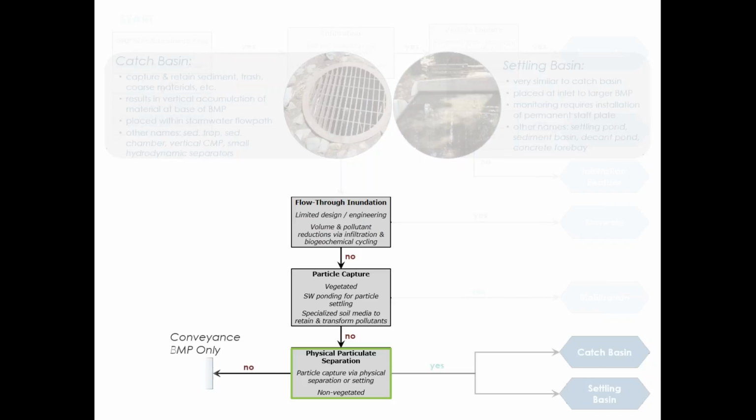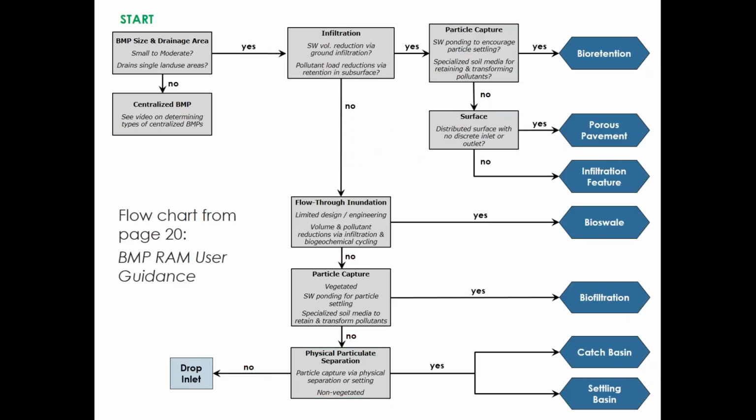Finally, drop inlets are features that can appear very similar to some catch basins. However, these features only collect and convey stormwater. They do not provide any volume or pollutant treatment. Again, this flowchart can be found on page 20 of the BMP RAM user guidance, accessible for download from the BMP RAM website.